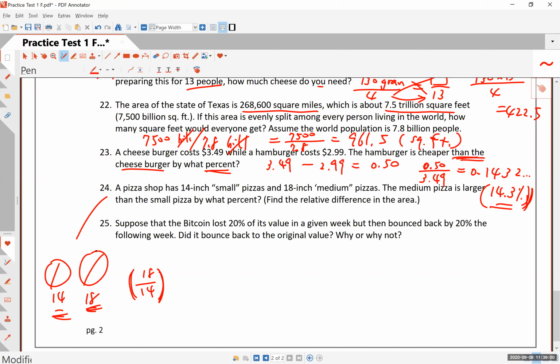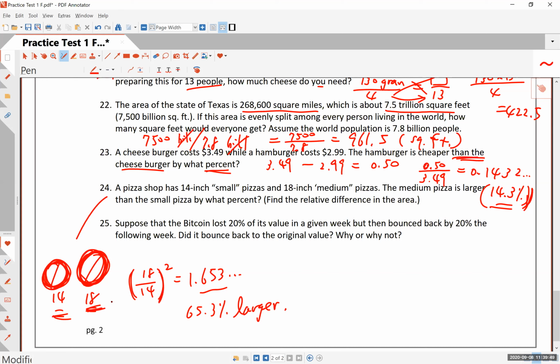But because the pizza is a two-dimensional object, you square this. If you square this, you get 1.653. So that means in terms of area, this area is 1.653 times this area. In other words, if you think of the circular area of the small pizza as one, this is 1.653. So this is 65.3% larger. What am I saying? I'm saying that the medium pizza is 65.3% larger than the small pizza, even though it is only 4 inches longer in diameter. That's the kind of thing that you need to understand.